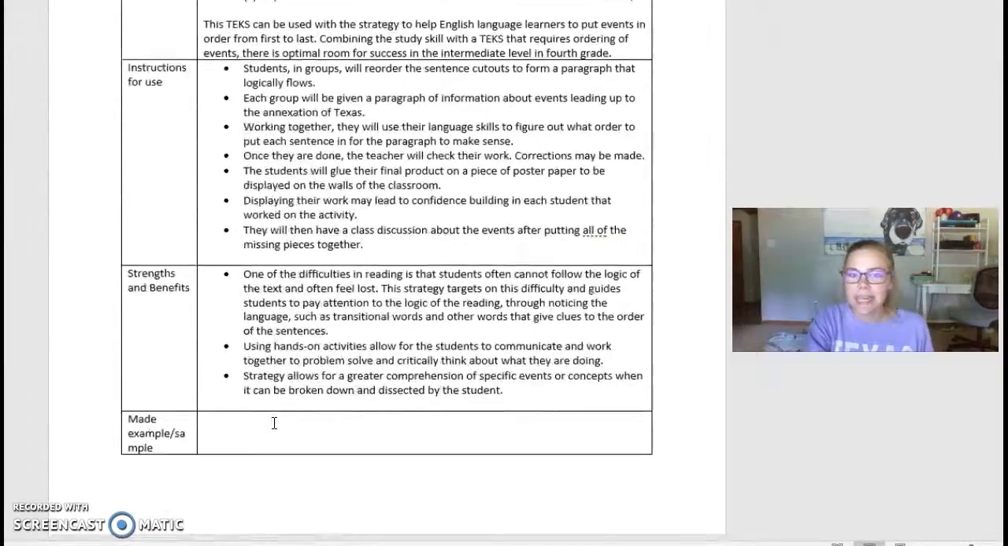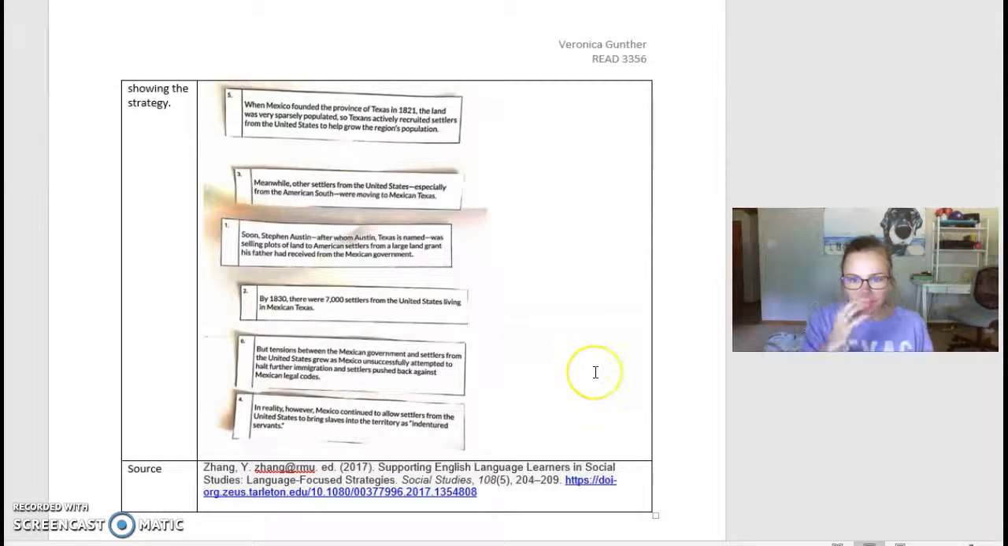So my first strategy is text reconstruction, and basically what it is, the teacher takes a paragraph of information that they want them to know out of the textbook, out of a book that they're reading, and divides the paragraph up into sentence strips, and then in groups, ELL students mixed with Gen Ed, English-speaking students, they have to put together the paragraph in sentence order. So as you can see, the sentence numbers may not be in order, but when you put them all together, the paragraph is in order.